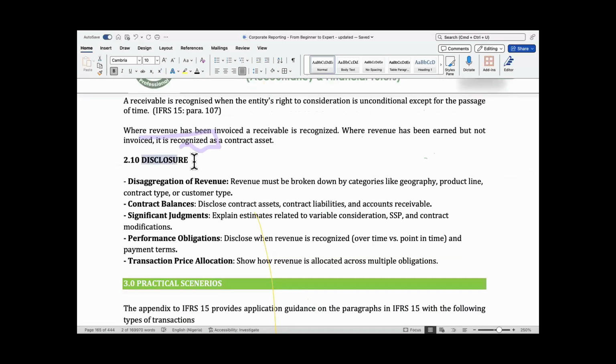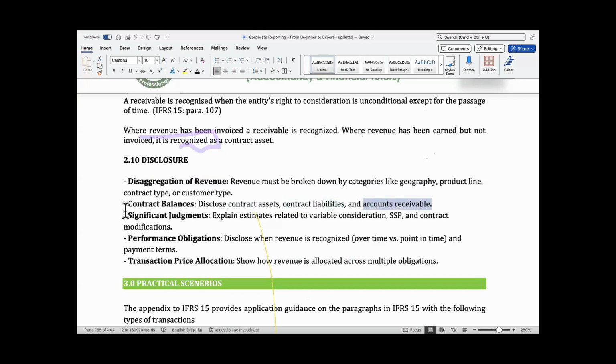The core disclosures for revenue. Number one, you need to disaggregate revenue. You need to break down revenue by geography, product line, contract type, customer type, products. You need to break down your revenue in the notes. So when you put the revenue amount in your notes, disclose the breakdown to us. You need to tell us the balances separately. Separate contract assets from contract liability, from account or trade receivables.